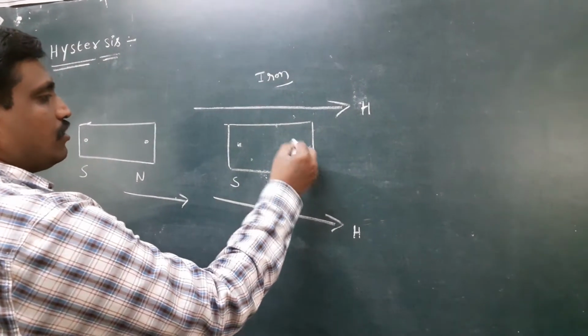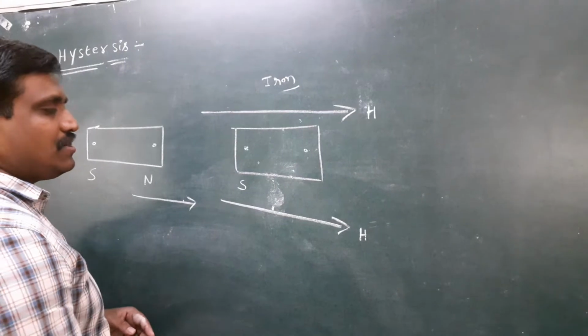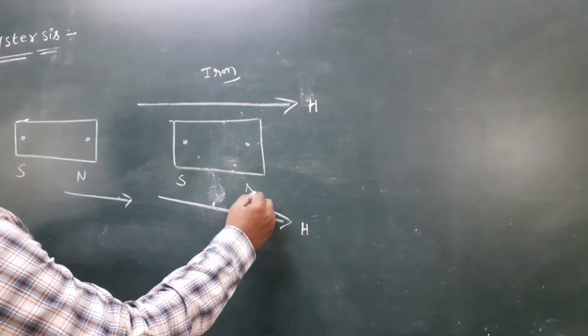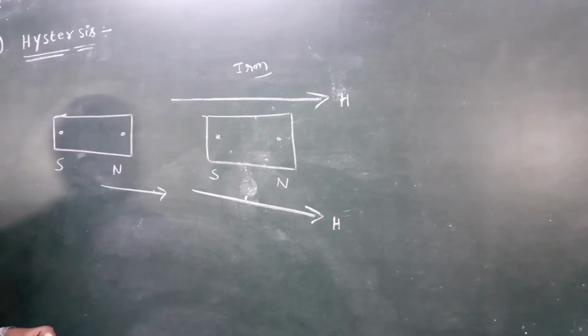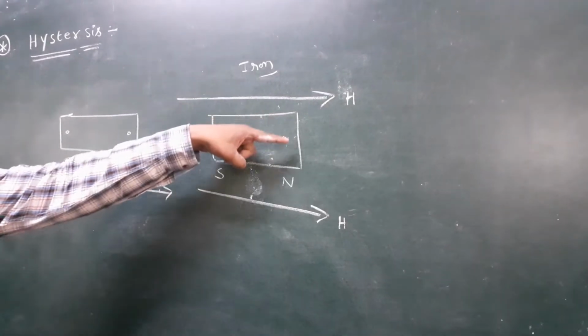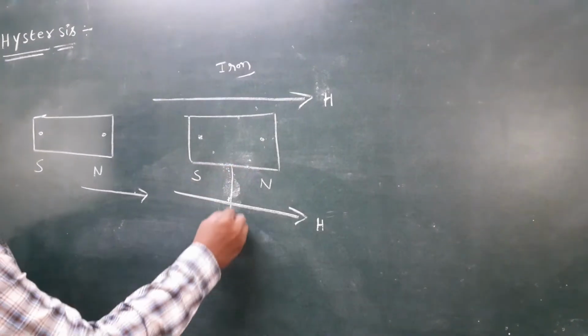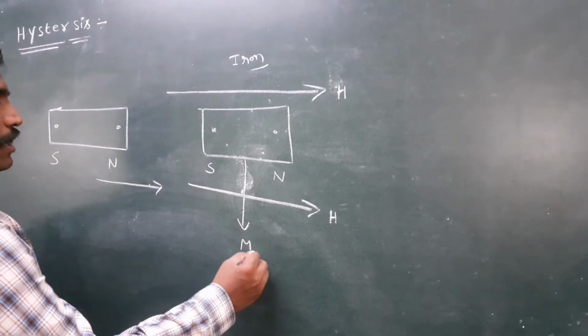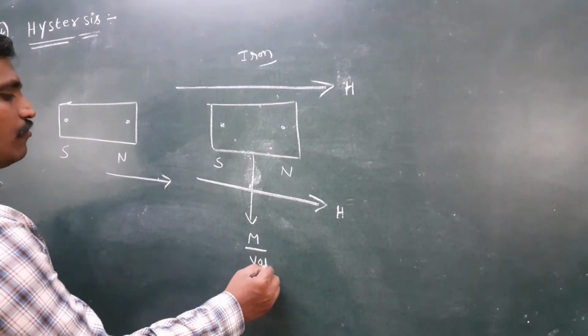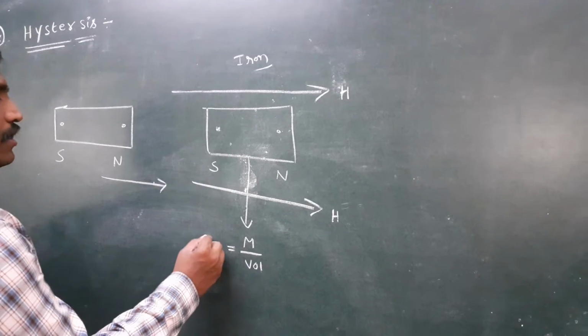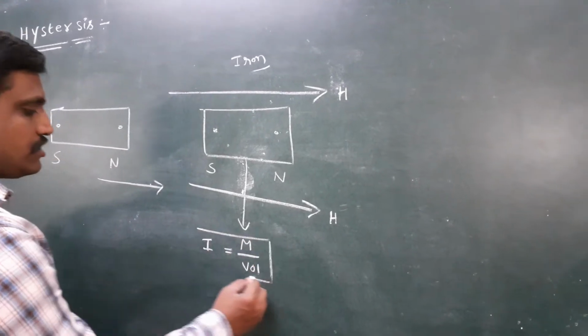In magnetism, monopoles do not exist. Dipoles will exist. South, automatically this is north. That means in the iron or in the magnetic material, magnetism is induced. Magnetic moment developed per unit volume is nothing but the intensity of magnetization.